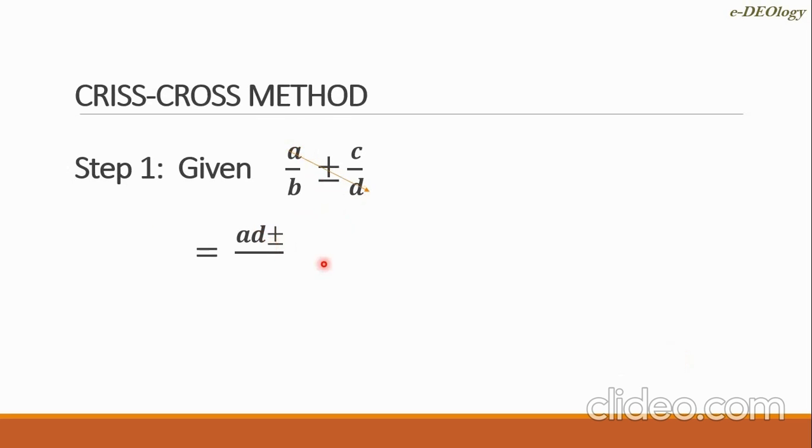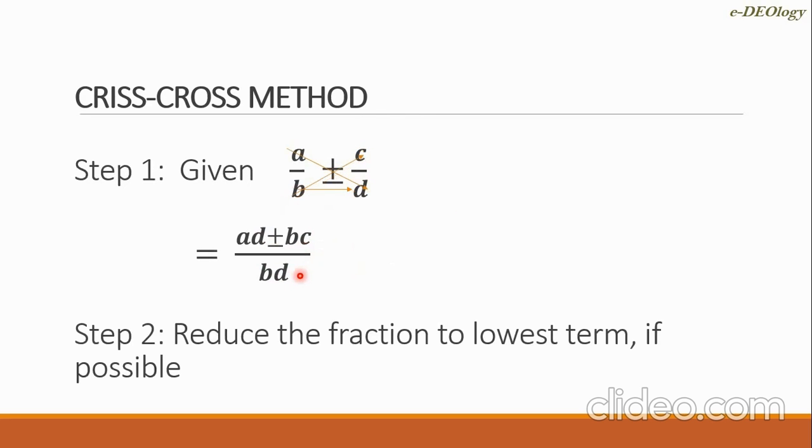Next, we put the sign. It can be plus or it can be minus depending on the operation. Then we multiply B and C. As you see here, it's BC. And then, in the denominator here, the b and the d is multiplied, and we put that as the denominator here. And step 2, we need to reduce the fraction to lowest term if possible.